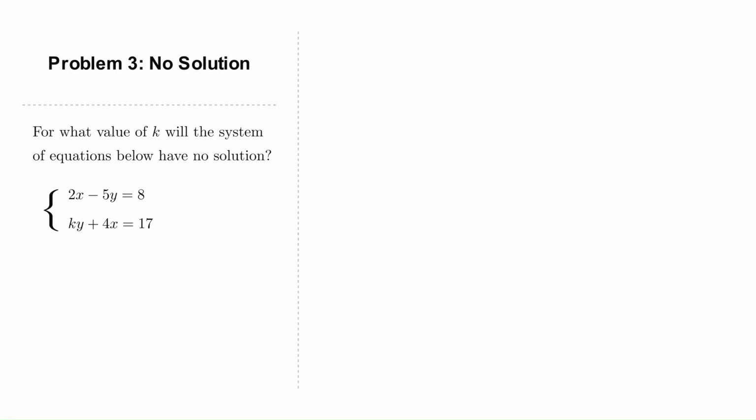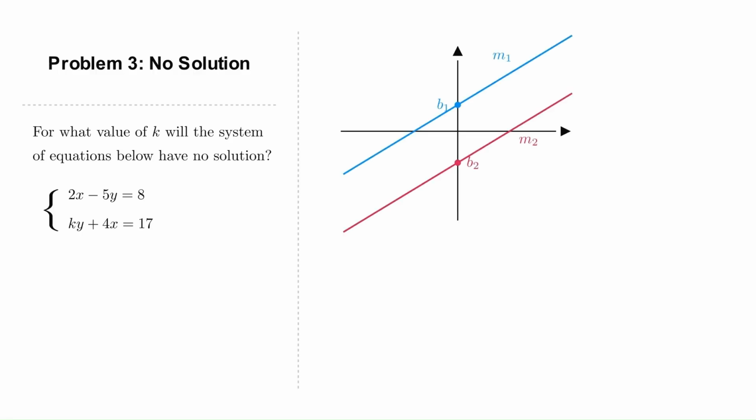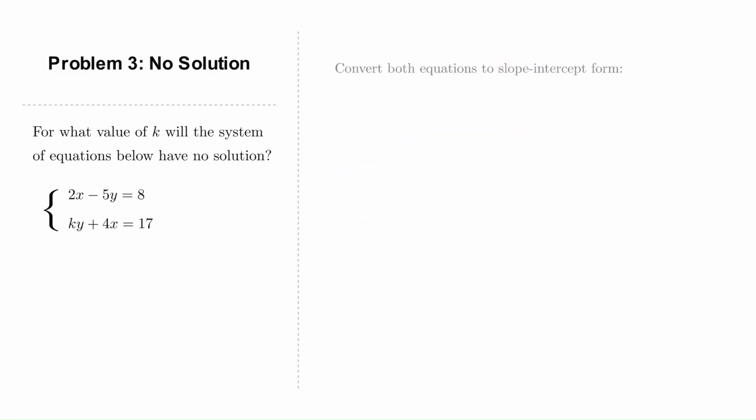In this problem, we need to determine the value of k that makes the system of equations below have no solution. A system has no solution when the two lines are parallel. That means they must have the same slope but different y-intercepts. To compare the slopes, let's rewrite both equations in slope-intercept form.